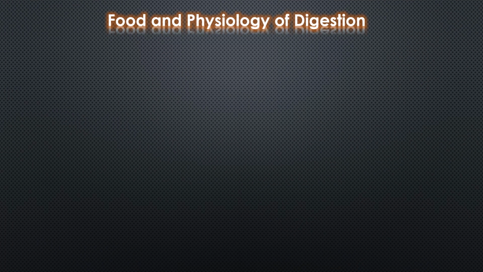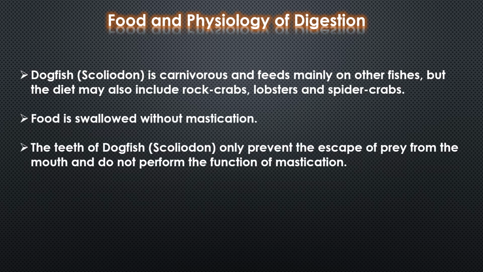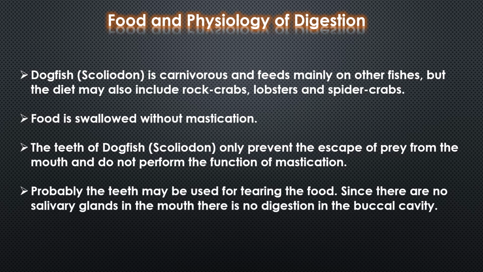Let's see the food and physiology of digestion in Scoliodon. Scoliodon is carnivorous and feeds mainly on other fishes, but the diet may also include rock crabs, lobsters, and spider crabs. Food is swallowed without mastication. The teeth only prevent the escape of prey from the mouth and do not perform the function of mastication. Probably the teeth may be used for tearing the food.